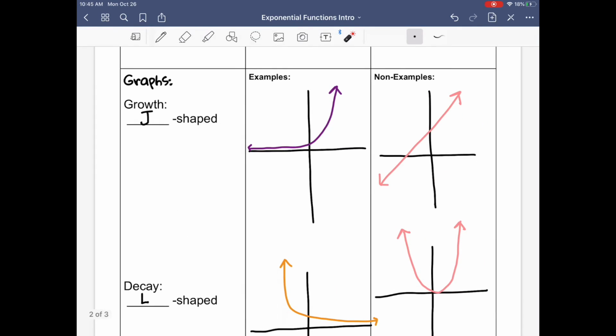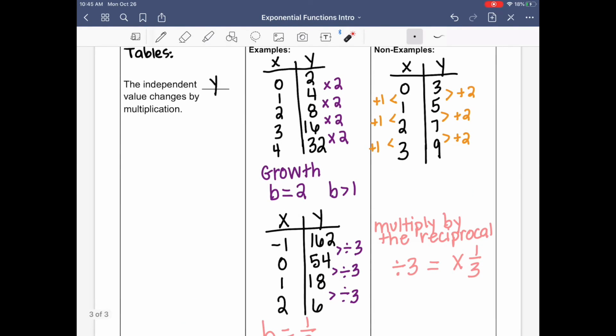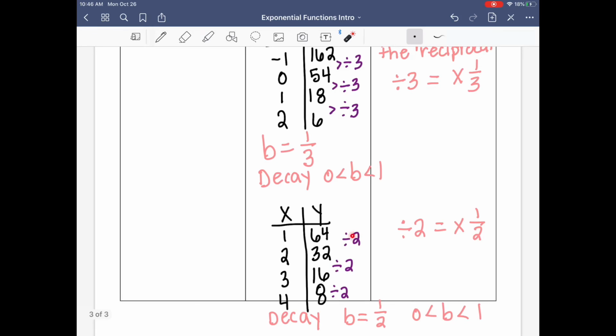So then we have our graphs. Growth is going to be J-shaped. Decay is going to be L-shaped. And then we have our tables, and exponential functions are going to be represented by multiplication. The number that we're multiplying by is our base. Since we're multiplying by 2 here, we know that's growth because it's greater than 1. When we're looking at this one, we were dividing, but we still have to change that to multiplication. That base is going to be 1/3, so that's decay. Just like down here, we were dividing by 2, so we change that to multiplying by 1/2, and that represents decay.